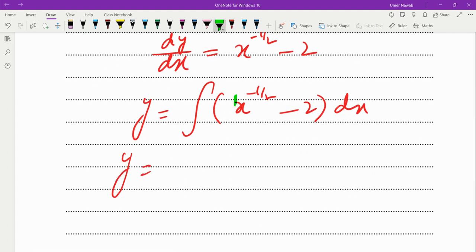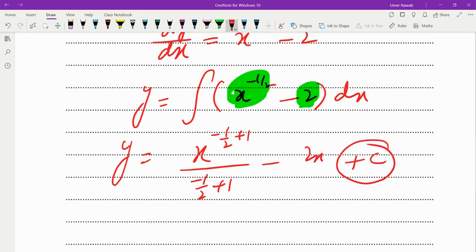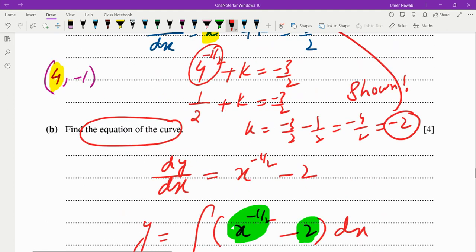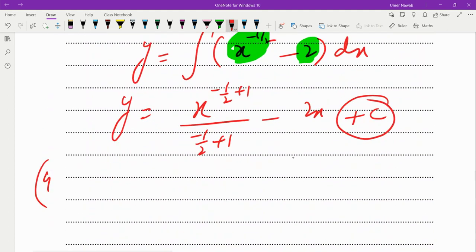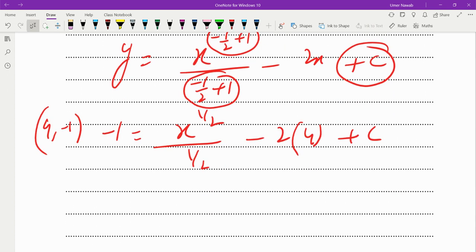So what is the integration of this? You know the power rule, plus 1 up and plus 1 down. The integration of minus 2 is minus 2x, plus c. To get the constant of integration, guys, we again use the point which was given to us, 4, minus 1. We will substitute it, in the place of y, minus 1. After simplification, it becomes 1 over 2 minus 2. In the place of x, put 4, plus c, and then you try to simplify.